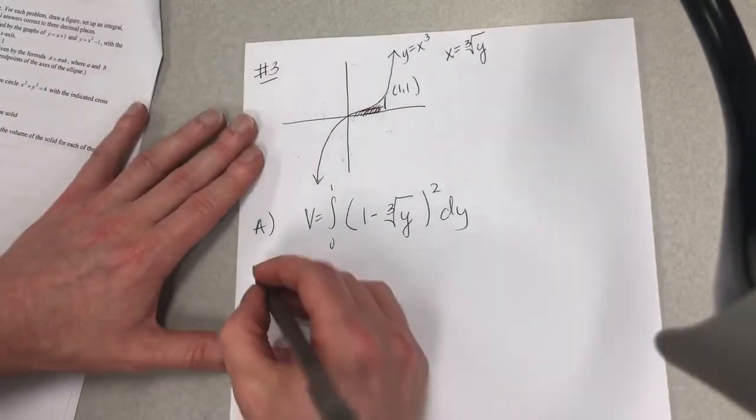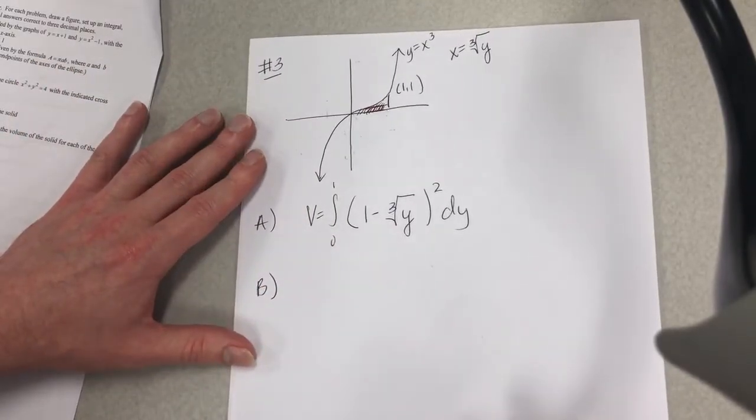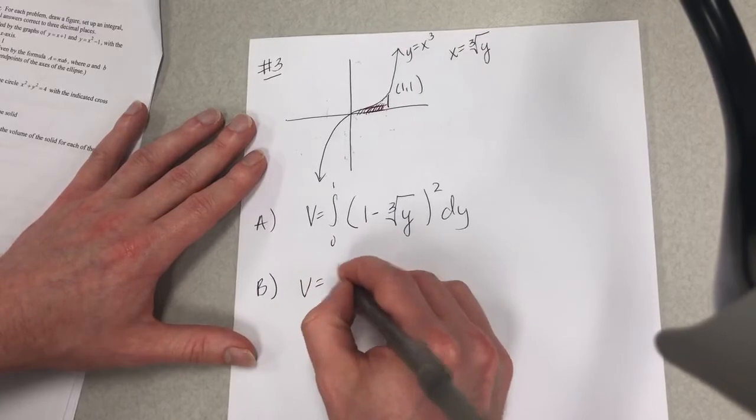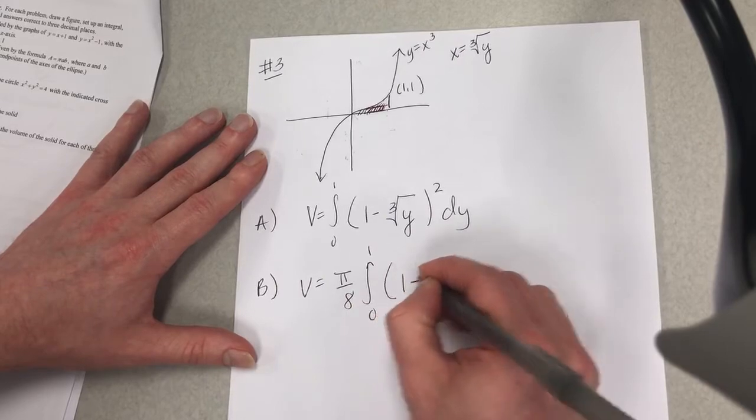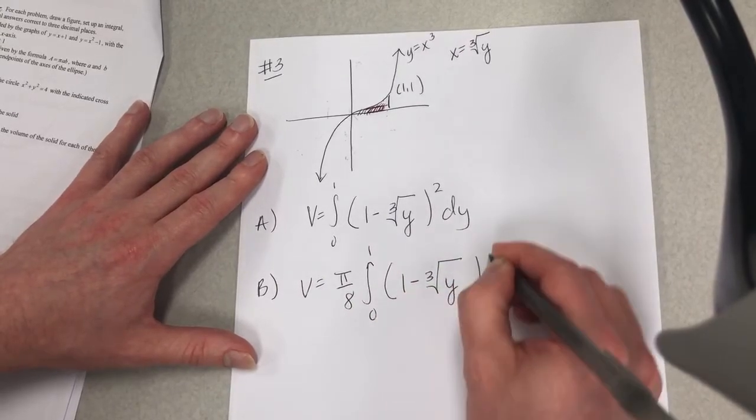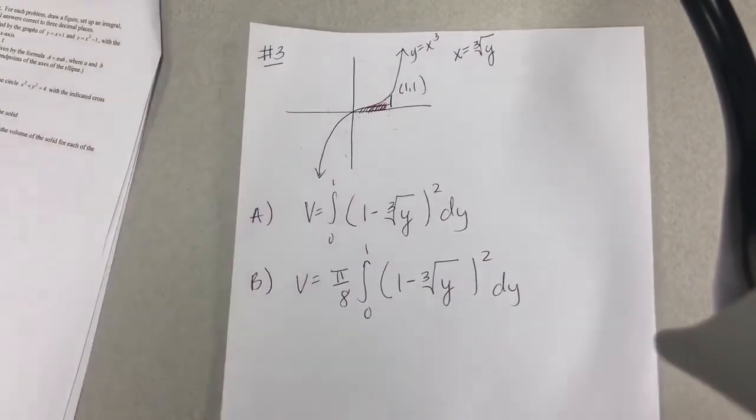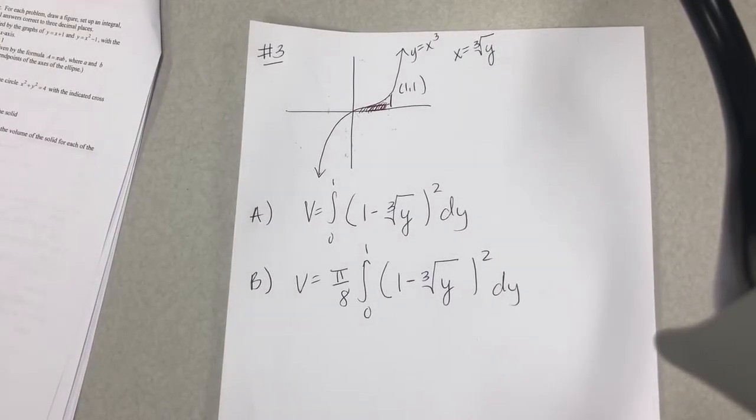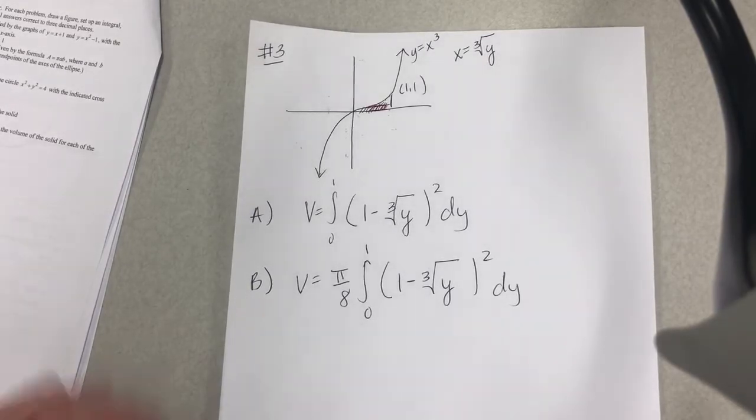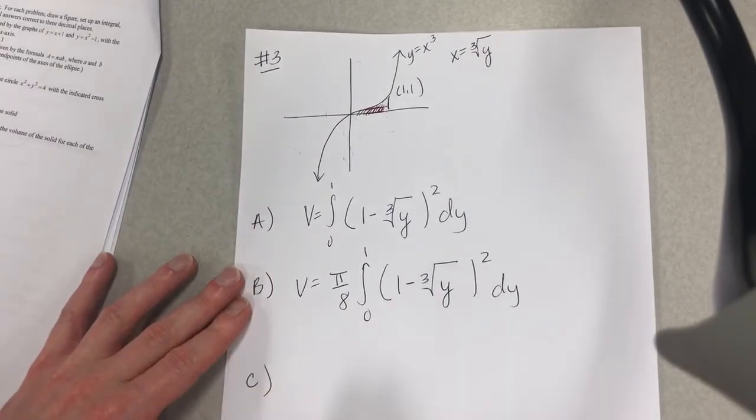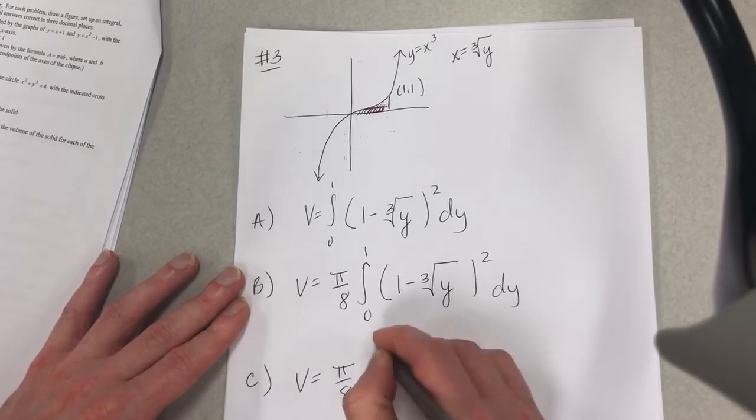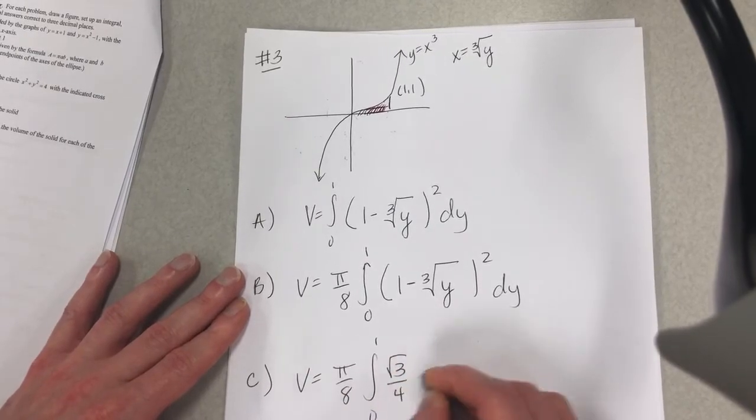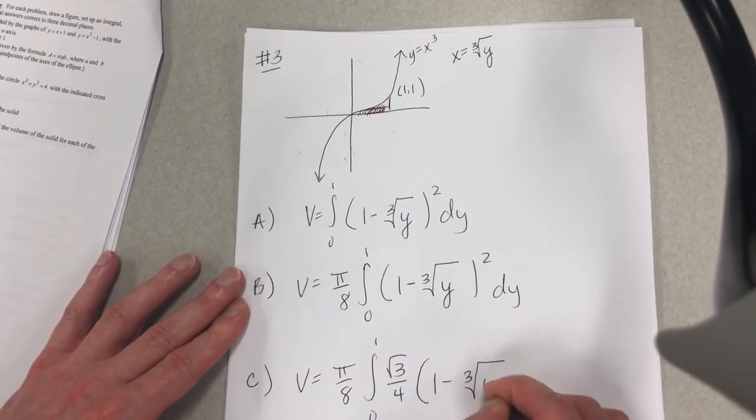Okay, part B. It says we're going to do semicircles. Semicircles, pi over 8, integral from 0 to 1 of right curve minus left curve squared. So remember, it's pi over 8 times your top curve minus bottom curve squared. Okay, and then for equilateral triangles, it's going to be square root of 3 over 4 times your side squared.